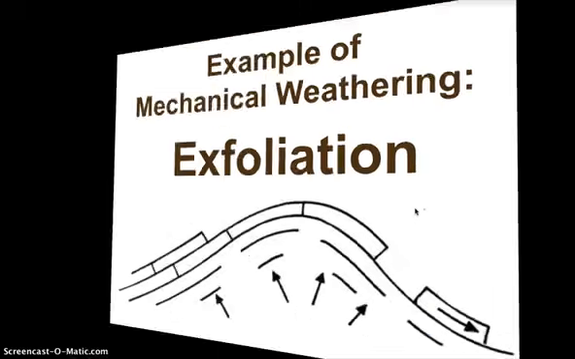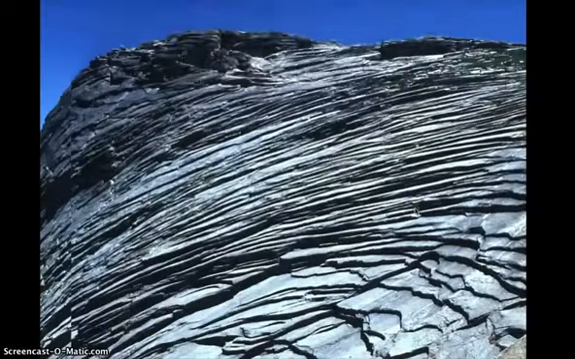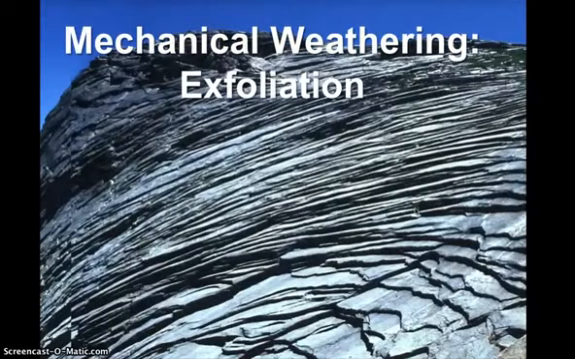So it's kind of showing you here. And this is what exfoliation looks like in nature. Maybe you've seen a rock like that and wondered how it happened, but that's how, because it gets hot during the day and cool at night, and it eventually causes the outer layer of the rock to just shed off.